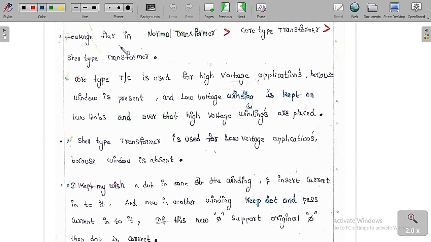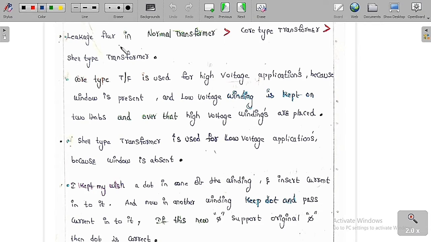So leakage flux means the flux which is linking with its own coil, whereas mutual flux means the flux which is linking both the coils, and it is called the useful flux or mutual flux. Only with the help of mutual flux is the power going to get transferred, but not with the leakage flux.